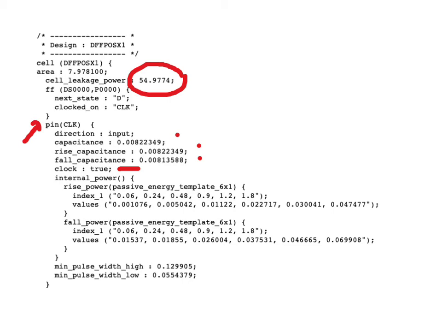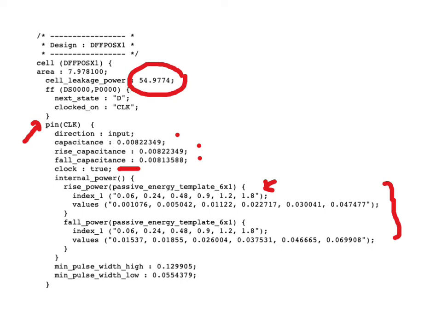power, specified here, is consumed irrespective of what happens at the output. This is consumed at the input itself, just because the input clock is switching, and the index here refers to the transition time, that is the time it takes to make a rise transition or fall transition.